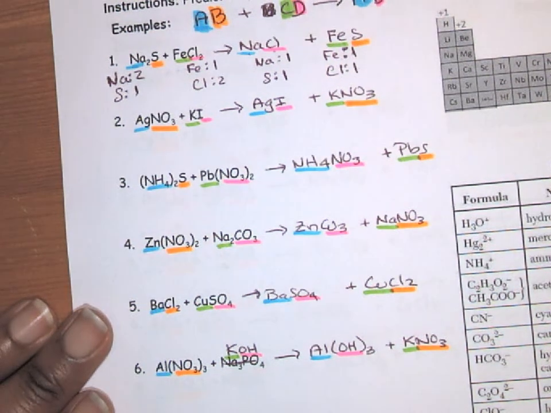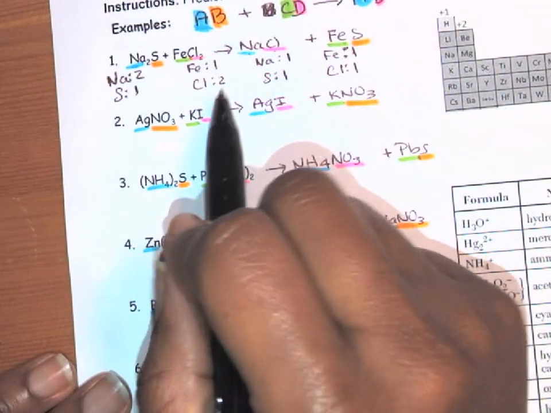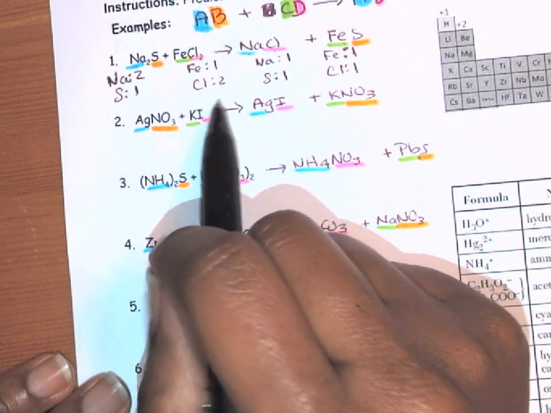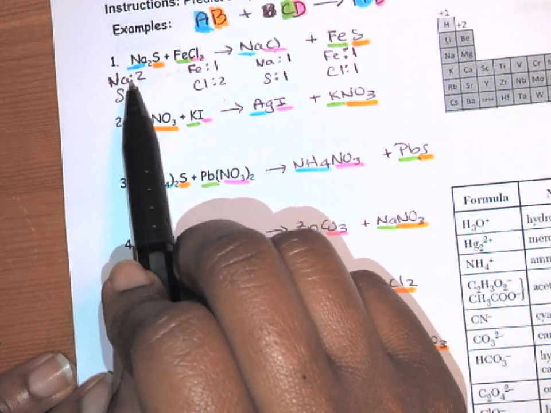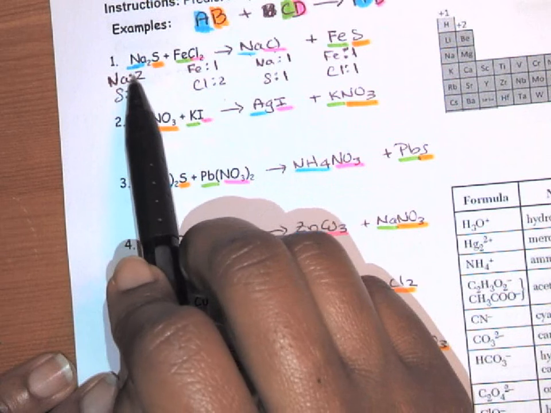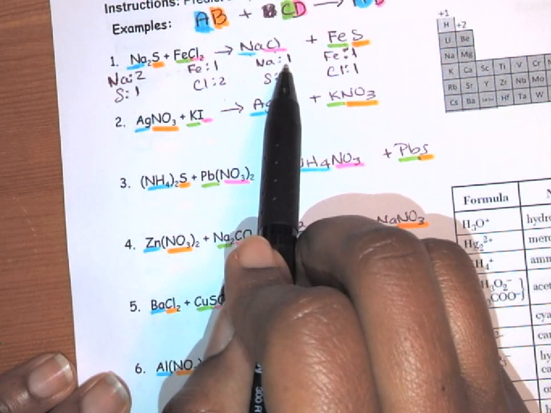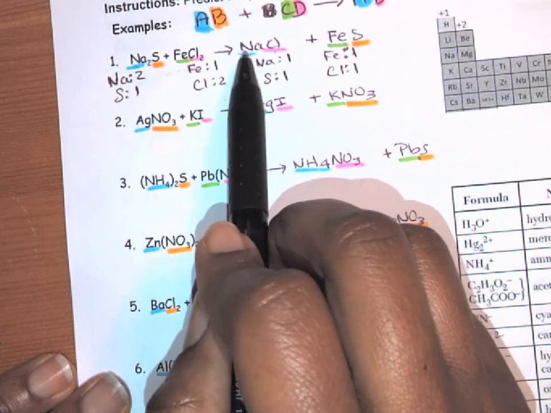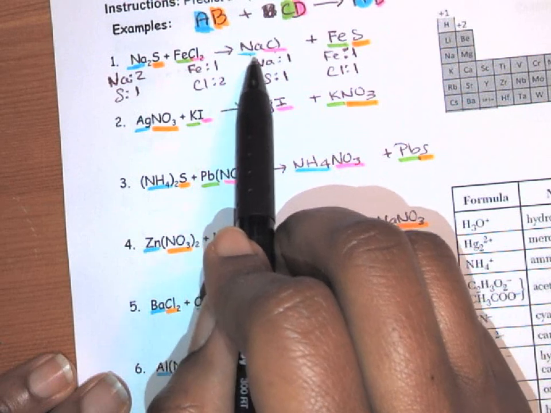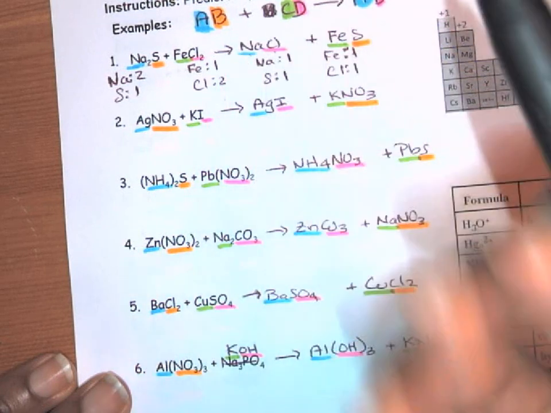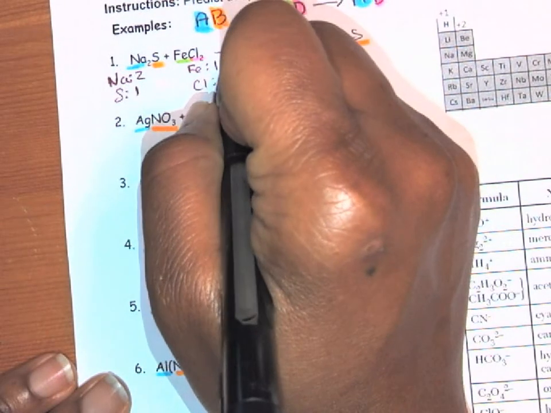Okay, so now that we've done that, what we need to do is change coefficients to get things to balance. Taking a look at this, I see the sodiums are not balanced. I have 2 on the reactant side and 1 on the product side. To get that to balance, I need to change the coefficient in the compound that contains sodium on the product side. So I'm going to change that to a 2, because that would multiply that.